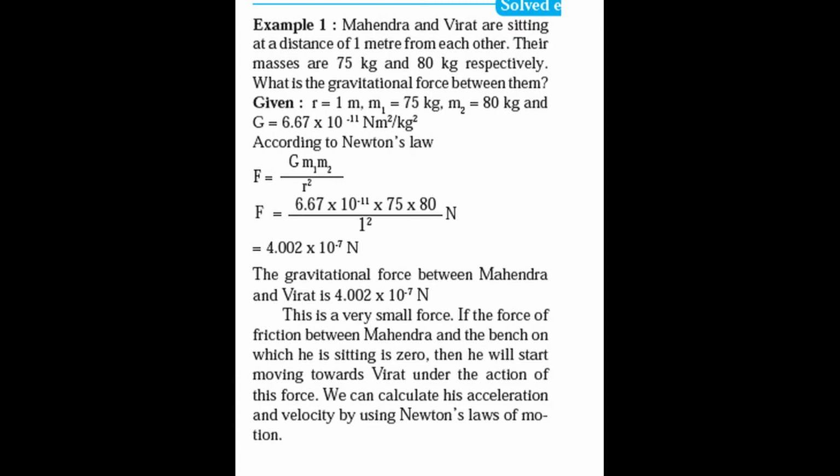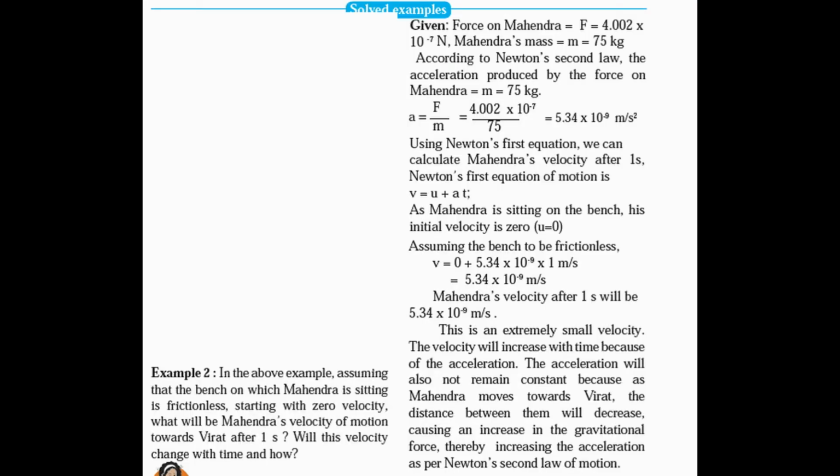Now there's a second example here, and it uses the same parameters. In the above example, assuming that the bench on which Mahindra is sitting is frictionless, starting with 0 velocity, what will be Mahindra's velocity of motion towards Virat after 1 second? And will this velocity change with time, and how will it change?